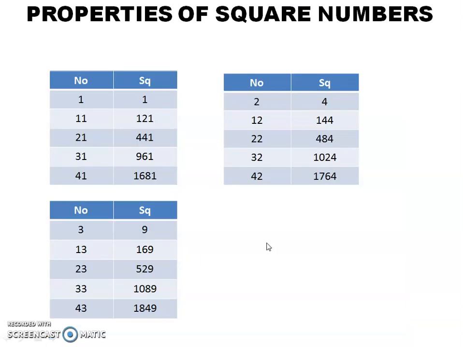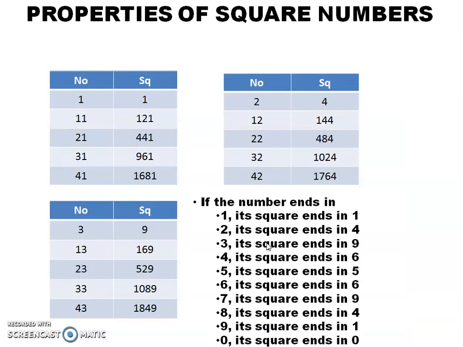So, you have to learn this. If the number ends in 7, its square ends in 9. If the number ends in 8, its square ends in 4. Why 4? 8 8s are 64. So that 4 comes here. So what is 9? 9 into 9, 81. So if the number ends in 9, its square ends in 1. Where is this 1 coming from? 1 is the last digit of 81.